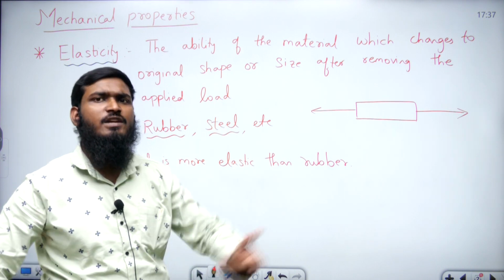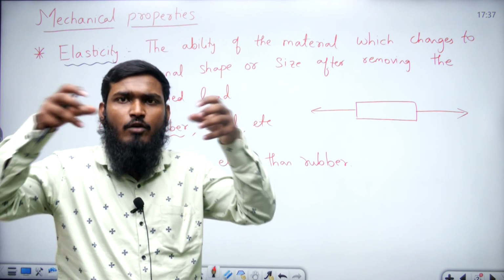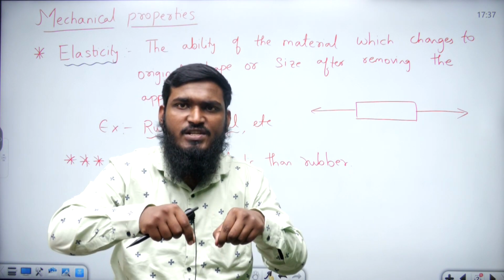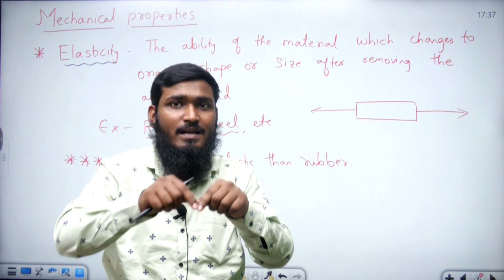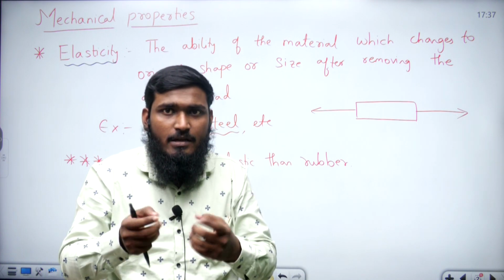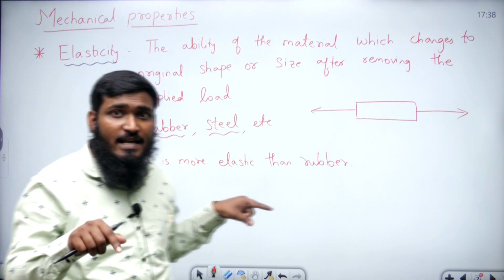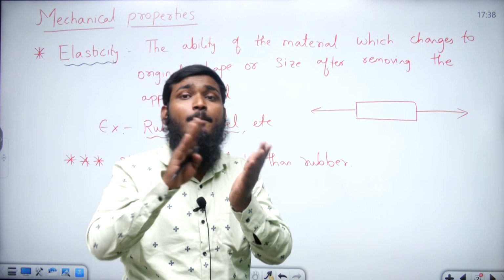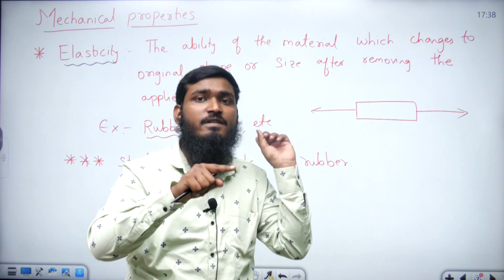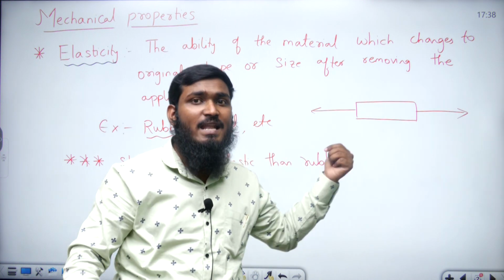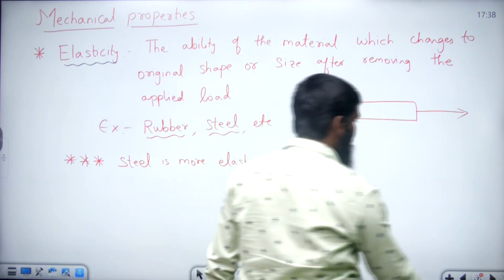One more point: rubber has more strain. Whenever we apply a load, we have stress, and due to that stress we get more strain. More strain means somewhat less elastic. Steel has less strain, so it comes back to the original position faster than rubber. Since it comes back faster, we concluded it is more elastic than rubber. This point is very important. So this was about elasticity.